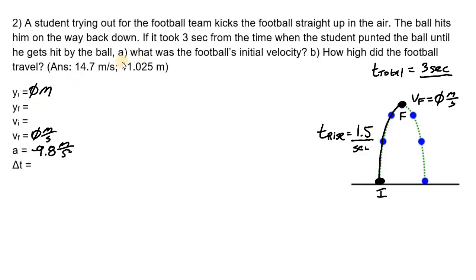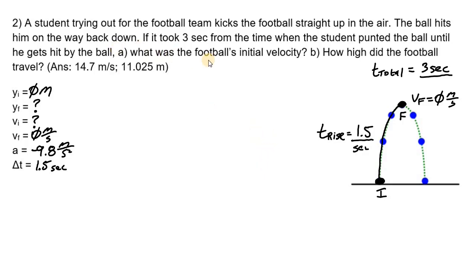And what are the 2 questions? It says, what is the initial velocity of the football? So we're trying to find VI, as well as how high, the final height over here. If we're using this initial position and this as our final position, then the time that we're interested in is the 1.5 seconds. So that's what we're going to be using as our delta t. We have our problem set up, and all we have to do is plug this into the equations and we could get our answers.